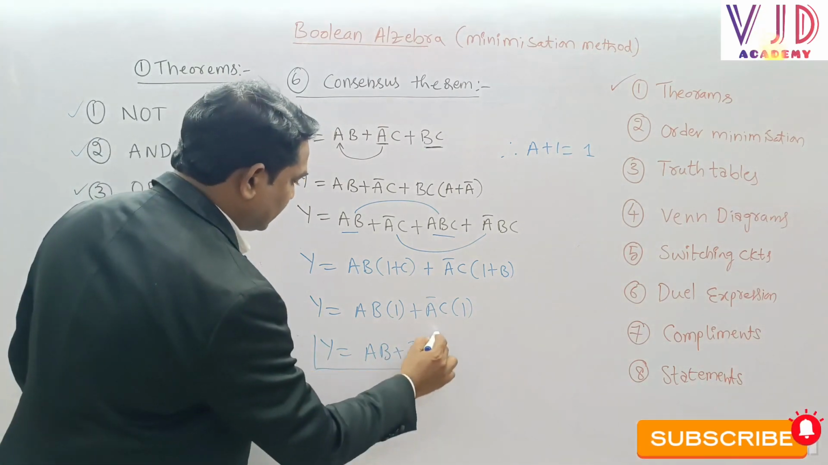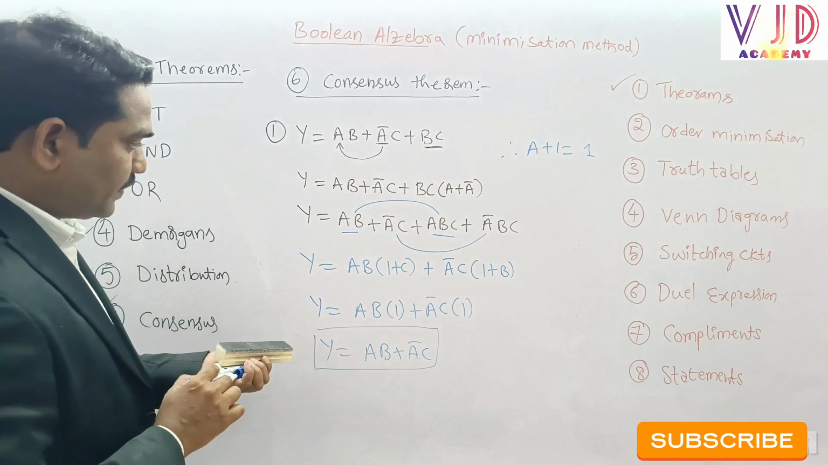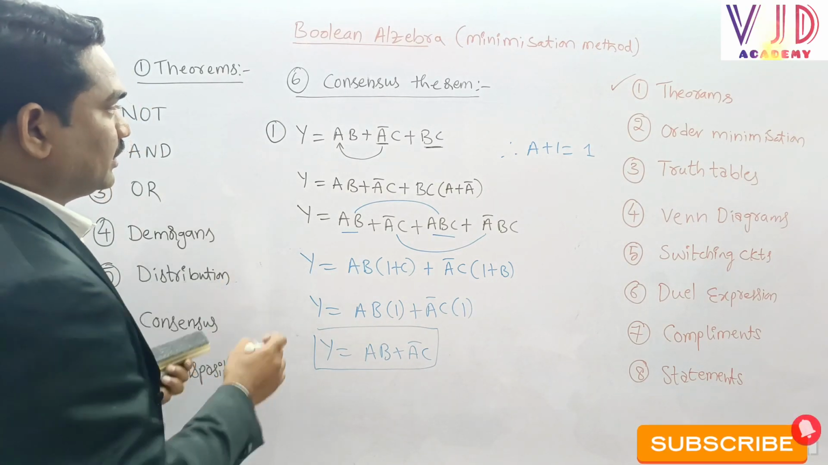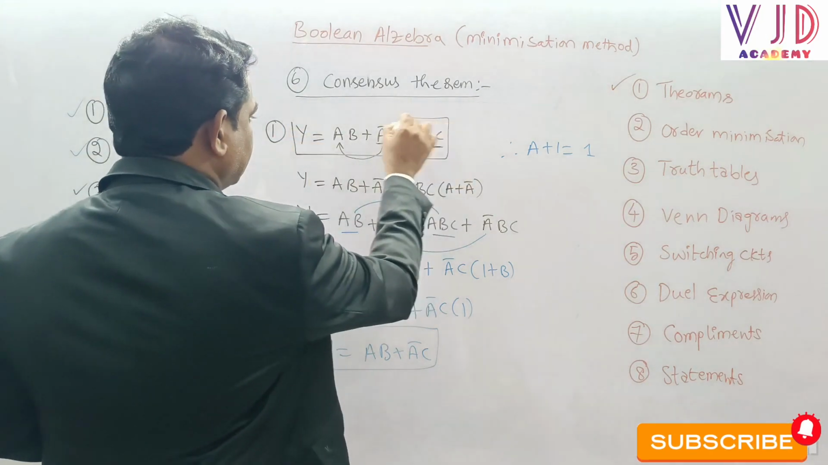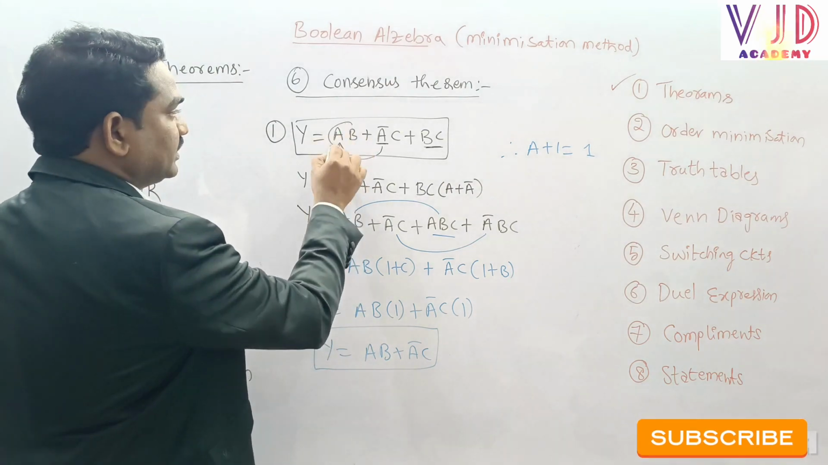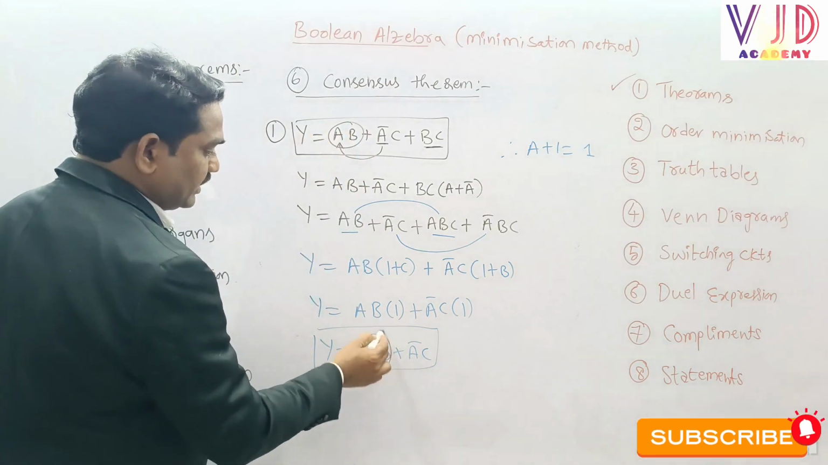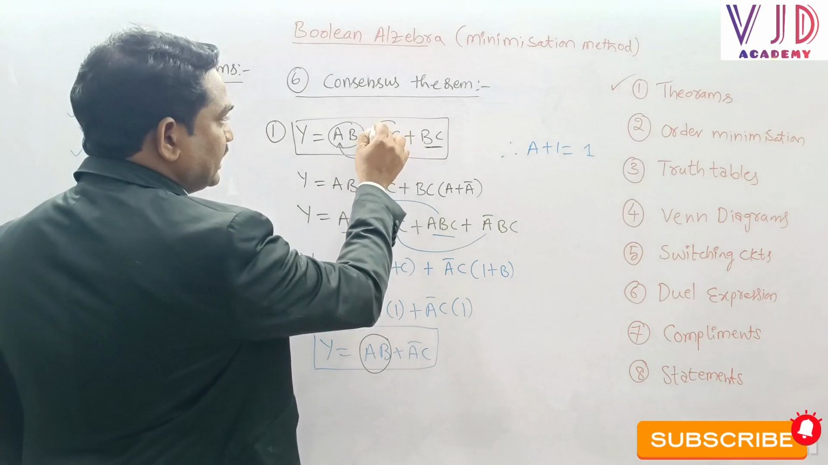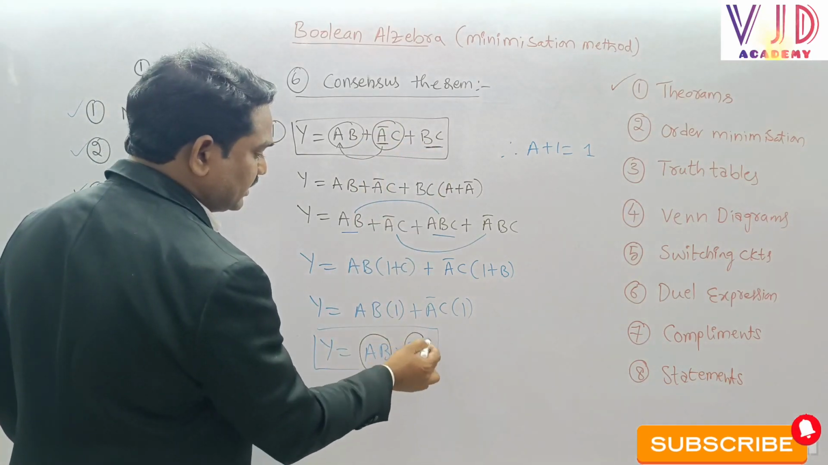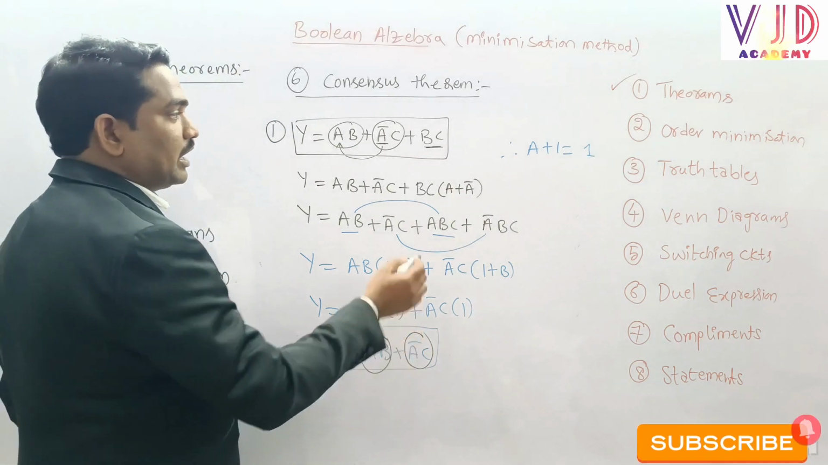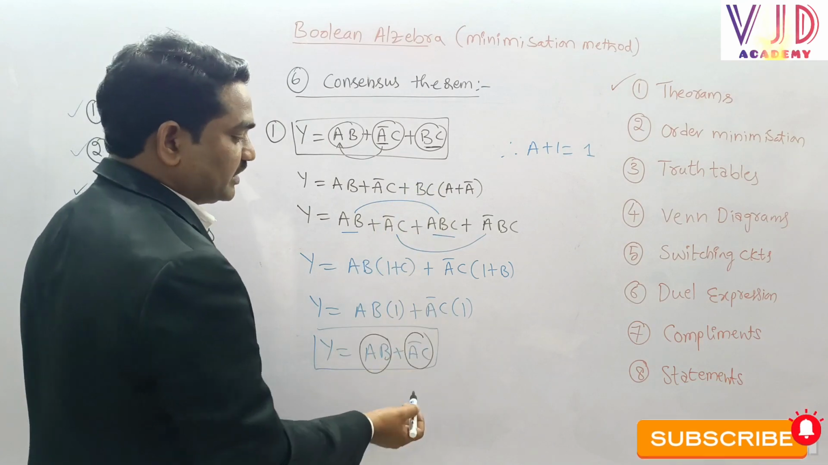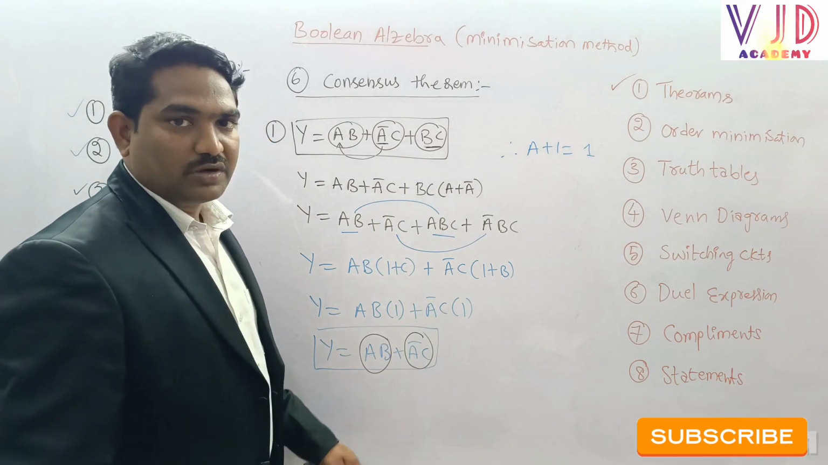Sir, this is the final expression. And now let us compare this final expression with the given expression, so that we can understand what the redundant term is. So this is the given expression. Here we have AB in the input and AB in the output also, and then A bar C in the logical expression input, and A bar C in the logical expression output. Now BC is in the input logical expression, and there is no BC in the output logical expression.